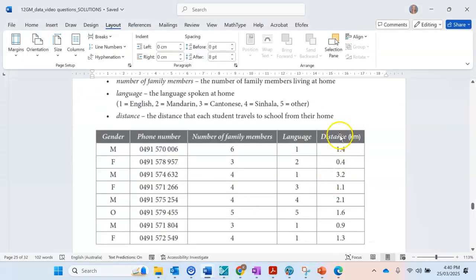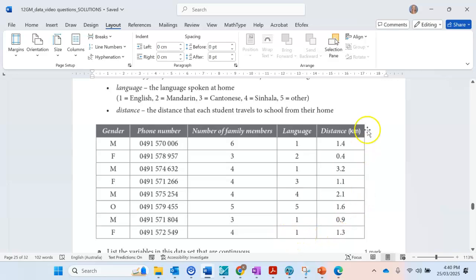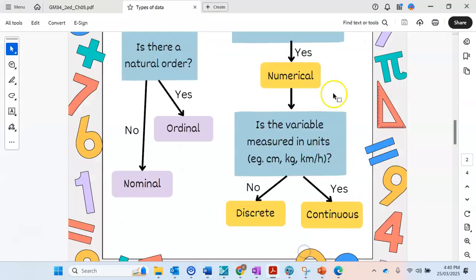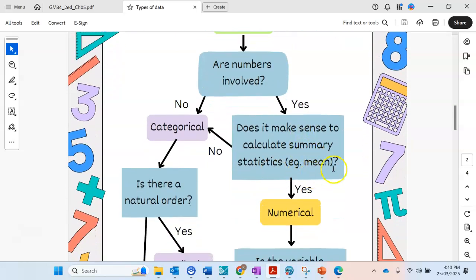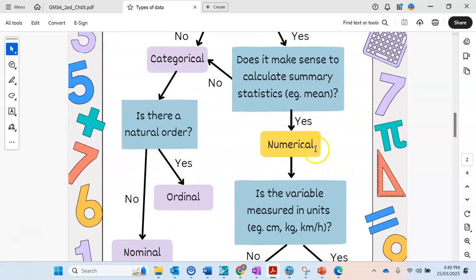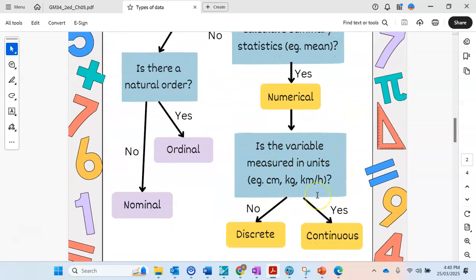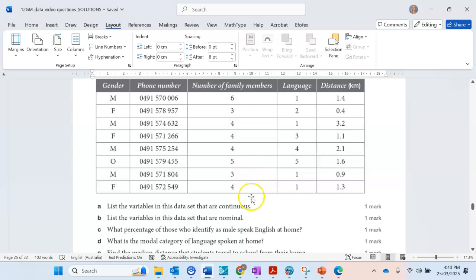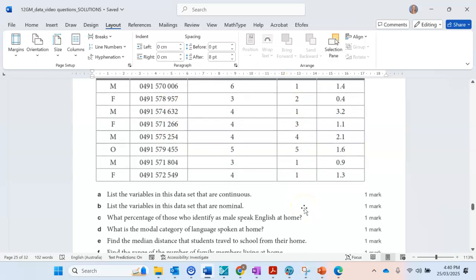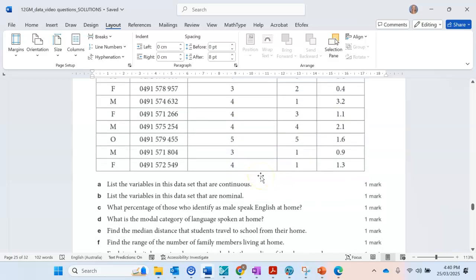All right, and then the distance. It's being measured in kilometers. So going back, are numbers involved? Yes. Does it make sense to calculate summary statistics like the mean? Yes. So it's numerical. Is the variable measured in units? Yes, it's measured in kilometers. So it's continuous. So you can use that to help you answer questions like this. The variable that is continuous is just distance. The ones that are nominal are gender, phone number, and language. So 3 are nominal, and then we've got discrete here.